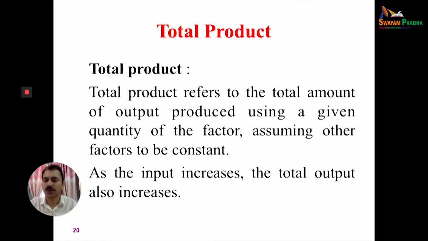As input increases, the total output also increases. Total output means the entire production by using the given input during a given period of time. The total amount of output produced by using the factors of production is called the total product. We denote it TP in the coming slides.